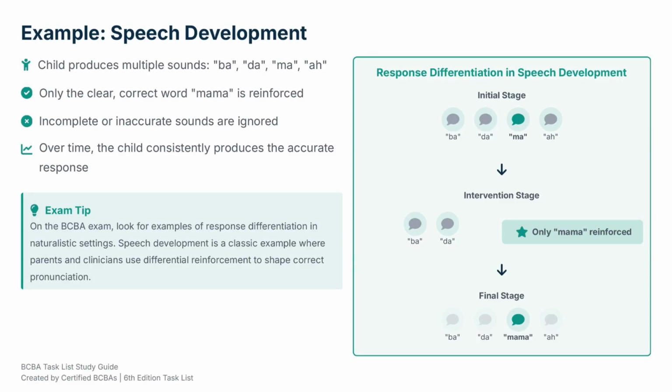A classic real-world example of response differentiation is speech development. Early in development, a child may produce many different vocalizations, such as ba, da, or ma. Parents or caregivers tend to reinforce sounds that resemble meaningful words. For example, when the child says something close to mama, the caregiver may respond with attention or praise. Over time, the reinforced vocalization becomes stronger and more consistent. Eventually, the child produces the correct word reliably. This is differential reinforcement shaping the child's vocal behavior.